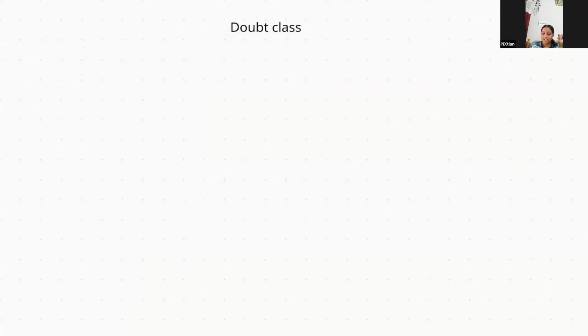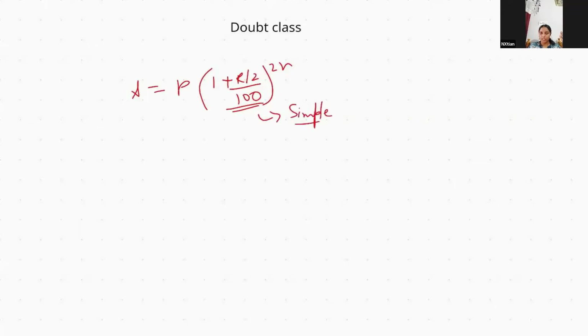Right. So this 100, Edric, which we take in the formula usually, this is my formula, P(1 plus R by 2 by 100) raised to the power 2n. This 100 you can either take it here or you can use it later. Why did I use it later yesterday? So that this can be simplified. To make it simpler, I use the 100 at the end. You can use it here also. Both the methods are correct.